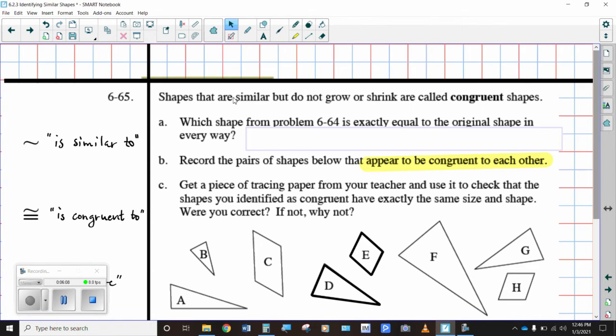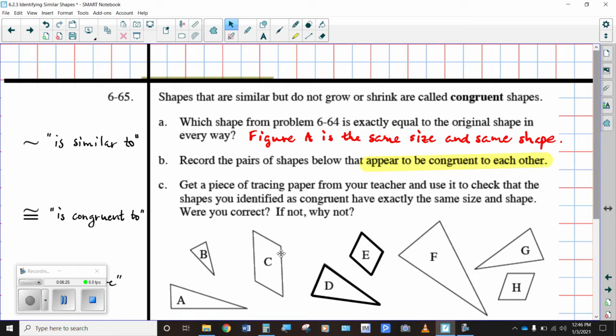All right, shapes that are similar that do not grow or shrink are called congruent shapes. Okay, so did we all agree that A was the one that was congruent because it was the same size and the same shape? Yes, it is.